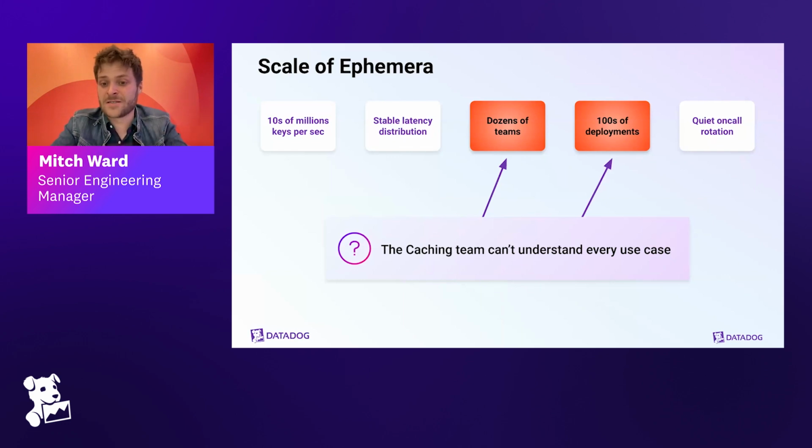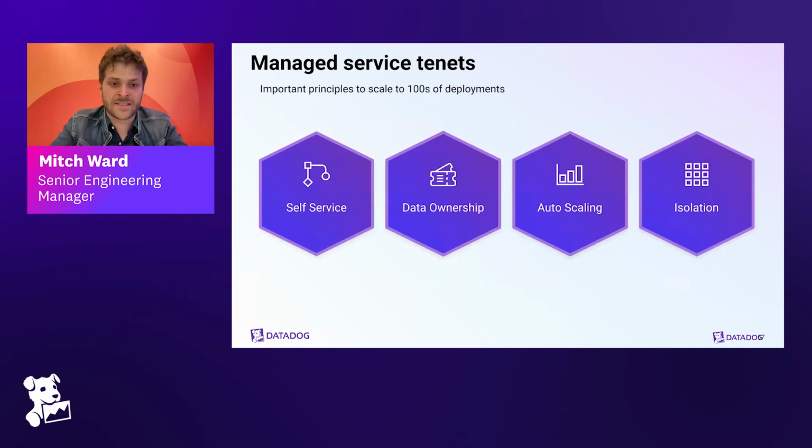But now with hundreds of deployments, we just can't understand every use case. We do keep our APIs really simple, but teams have still found creative ways to use Ephemera. So it's been a matter of us putting in some guidelines and some frameworks to help us scale to this size. And I really wanted to break that down into these 4 managed service tenets.